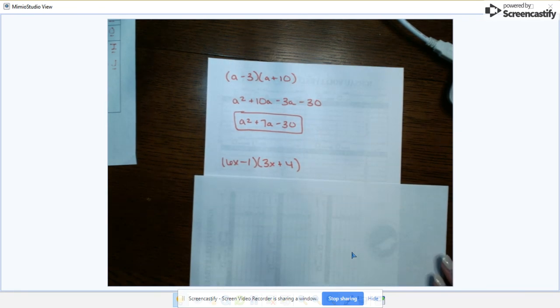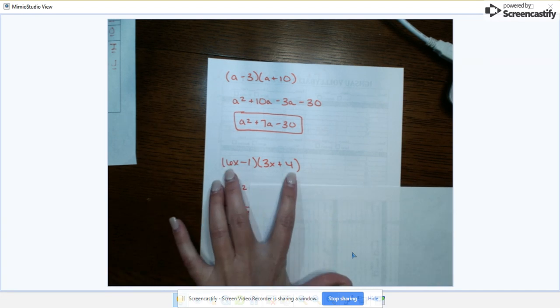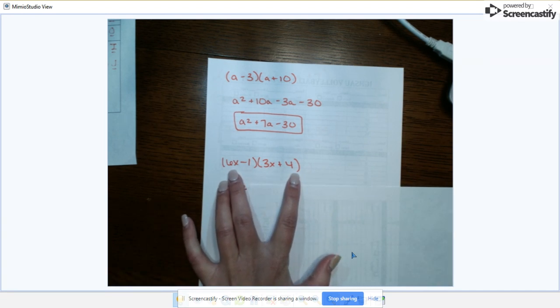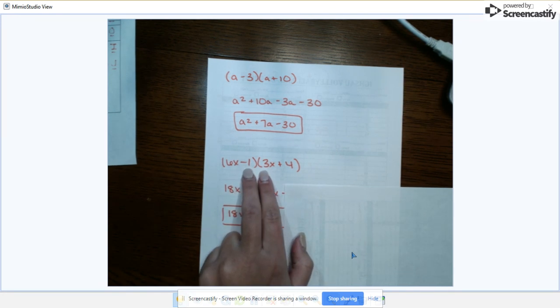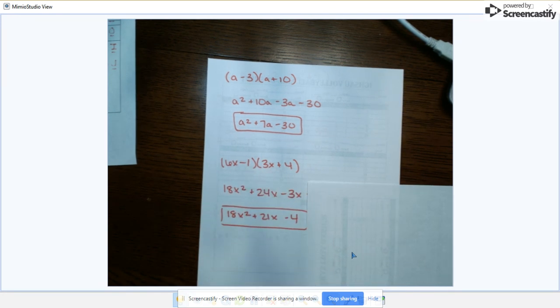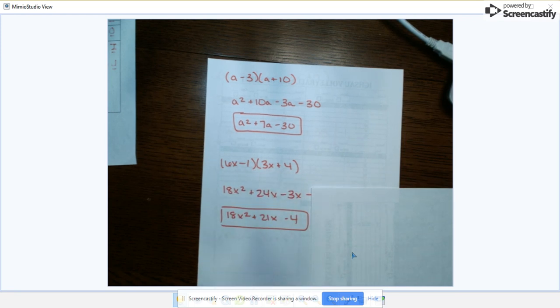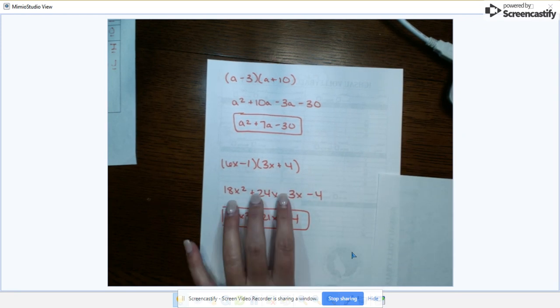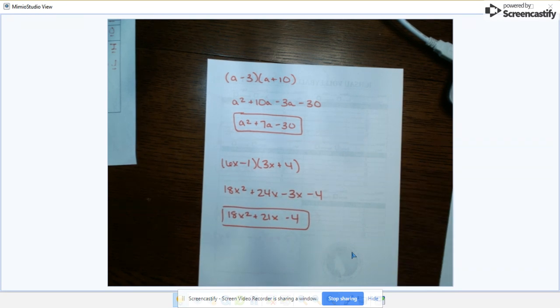So we'll do our firsts, which is 6x times 3x, which is 18x squared. Outside, 6x times 4 is a 24x. Insides is a negative 1 times 3x, which is a minus 3x. And then our last is minus 1 times 4, which is a minus 4. Combine 24x minus 3x to get 18x squared plus 21x minus 4.